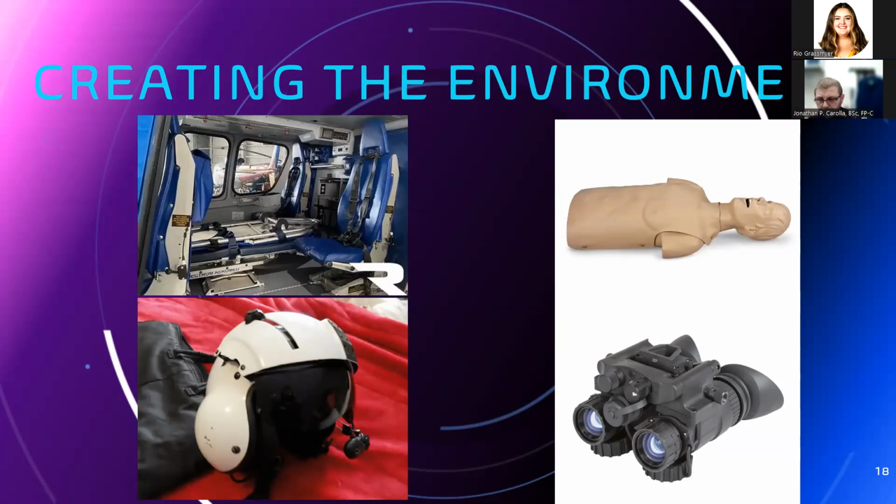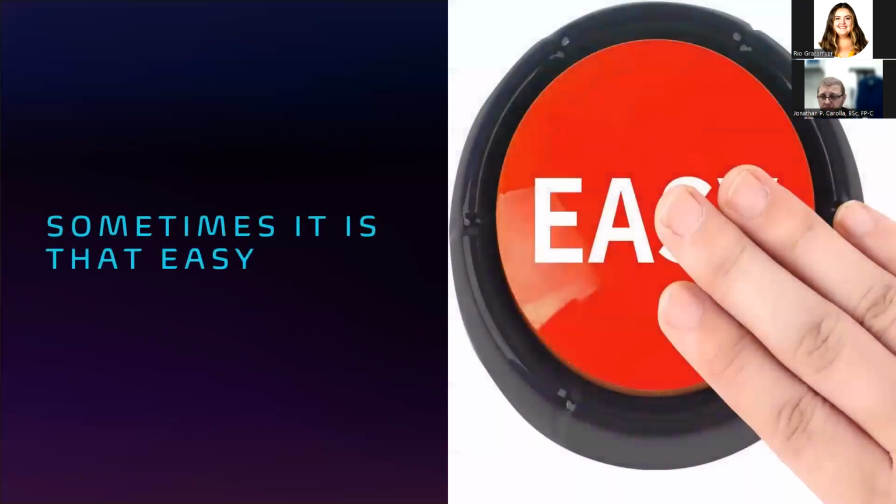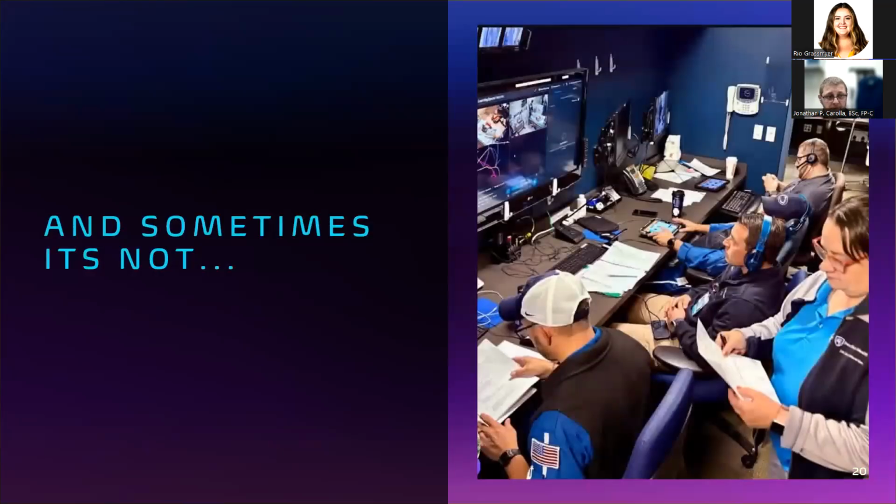You know, yeah, we have to be creative. Like we are our own worst enemies. And sometimes simulation is as easy as you saw in that picture: three pieces of equipment and a space. Sometimes it is that easy. However, sometimes it's not.